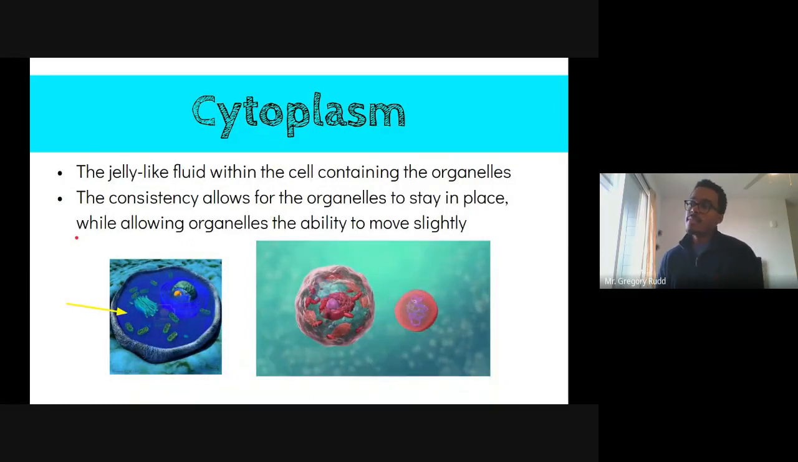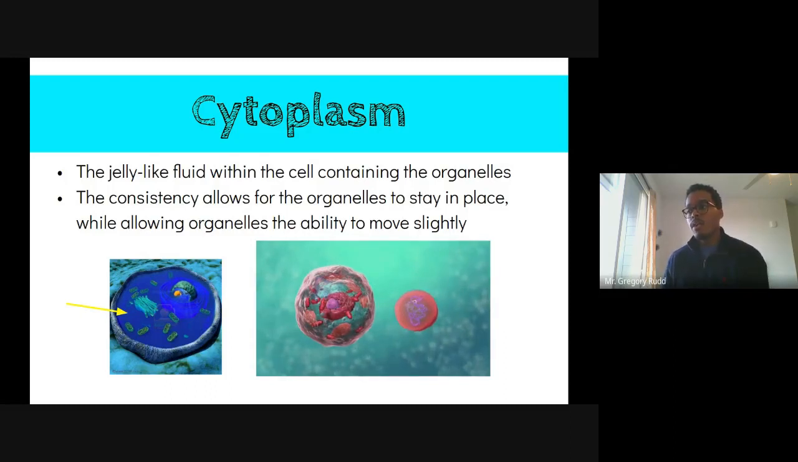Okay, the cytoplasm. The cytoplasm is the jelly-like fluid within the cell that everything else is swimming around in. The cytoplasm is pretty basic, but it's also very important because organelles need to have some way of moving around inside of the cell. Ribosomes need to be able to move around in order to deliver proteins to other organelles. The vacuole needs to be able to move around in order to pick up waste.